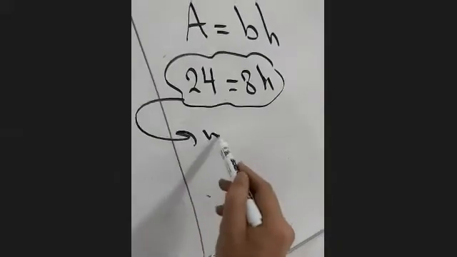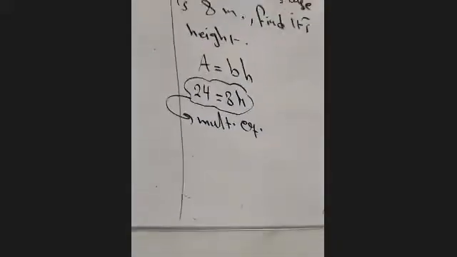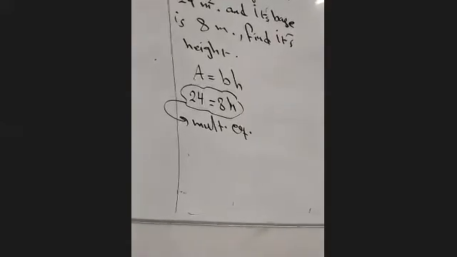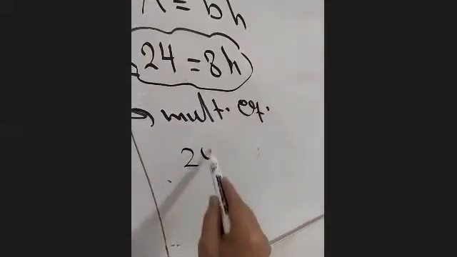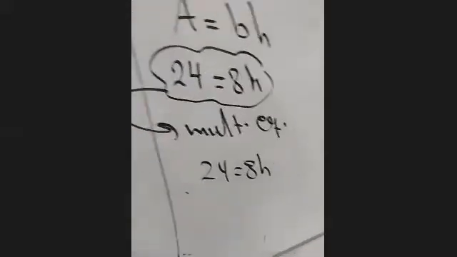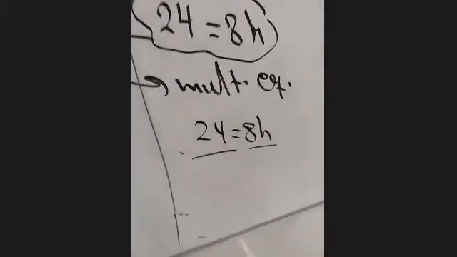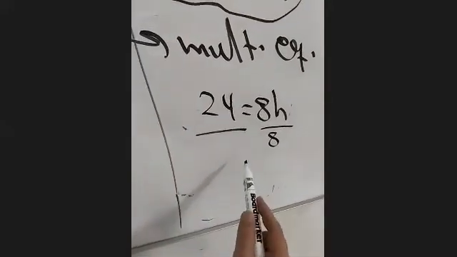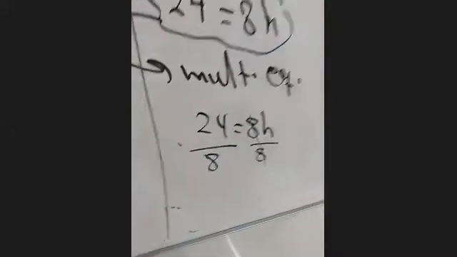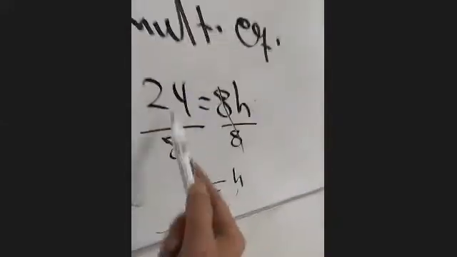And this is what we call it, guys, a multiplication equation. We did that before. If we have multiplication, we divide both sides by the coefficient, which is 8. So 24 equal 8h. We divide both sides by 8, as we did a lot before. So the 8's are gone. Still h equal 24 divided by 8, which is 3.